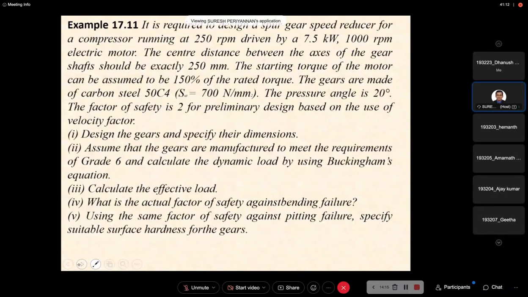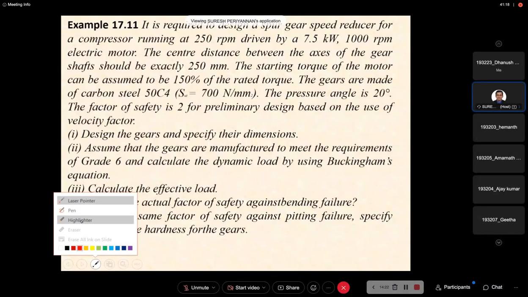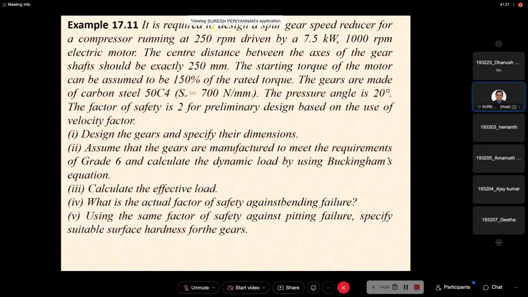Okay, now come to the next problem. This is also an interesting problem. It is required to design a spur gear speed reducer for a compressor running at 250 rpm, driven by a 7 kilowatt, 1000 rpm electric motor.